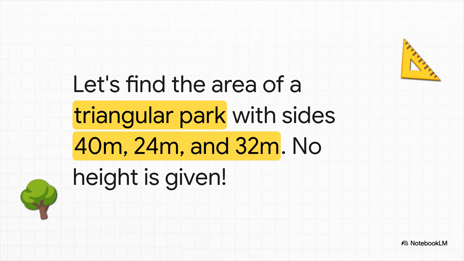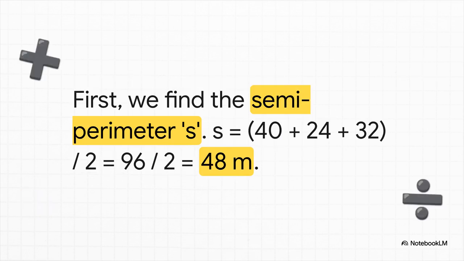And what do you notice? Exactly. No height is given. This is a perfect job for Heron. So first things first, what do we need to find? Yes, we need to find s. So we just add up the sides. 40 plus 24 plus 32, that gives us 96. And then what? We divide by 2 to get the semiperimeter. So our s is 48 meters.